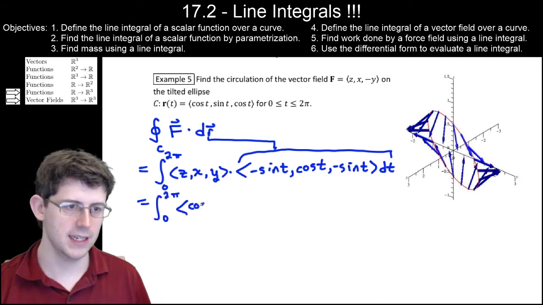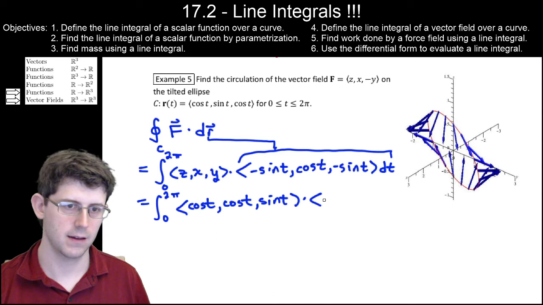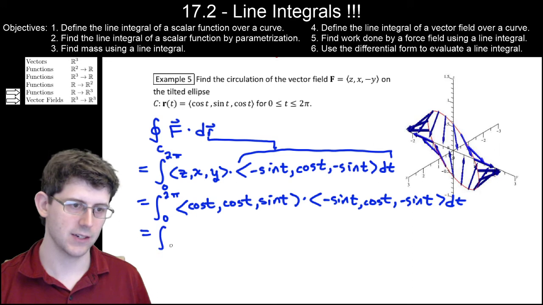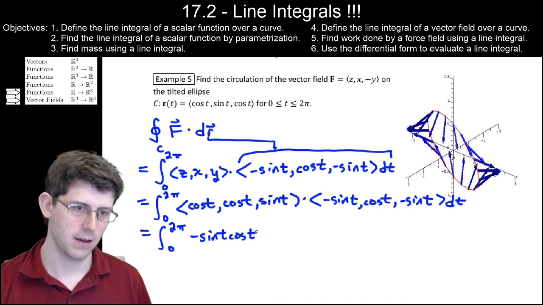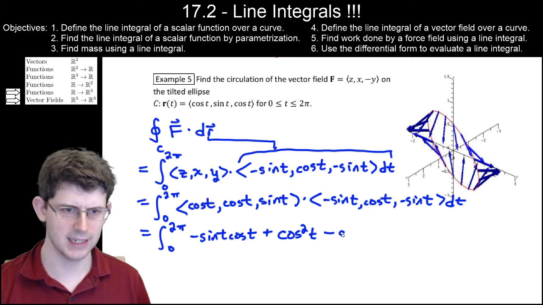Z is cosine t, x is cosine t, y is sine t. Then I can dot these vectors together. I'll get an actual scalar to integrate. Cosine times minus sine. The y component contributes cosine squared. The z component contributes minus sine squared.